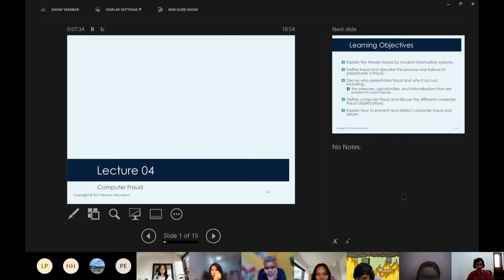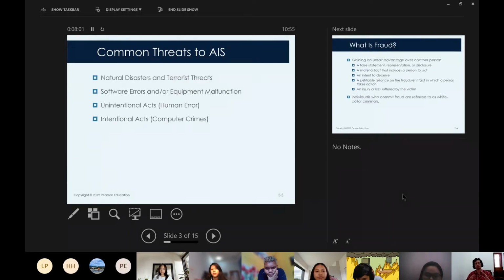So fraud is concerning not just big companies, big business, but also us, personally. For example, if my personal data were leaked over the internet, there would be no huge national scandal, but that would still cause me trouble. So what are the common threats to accounting information systems?